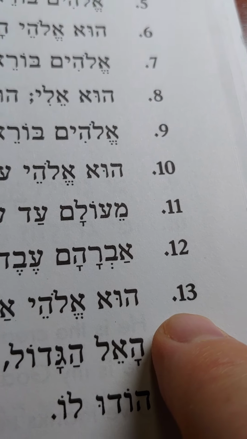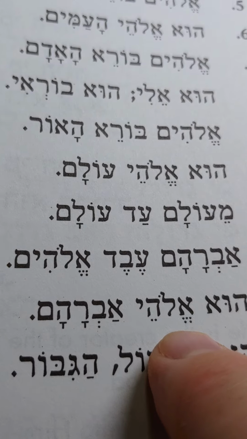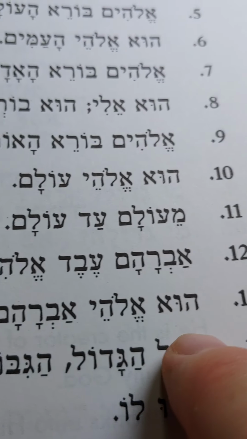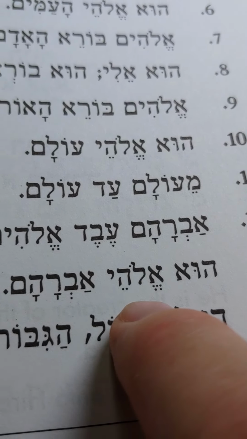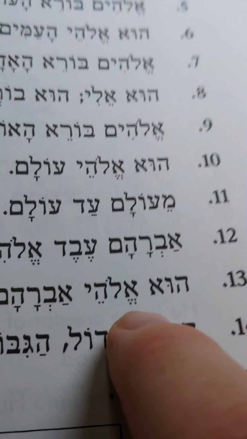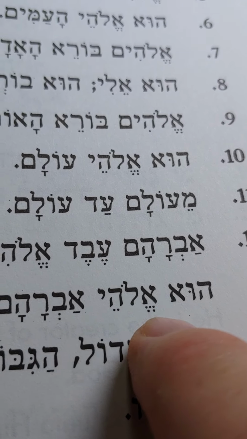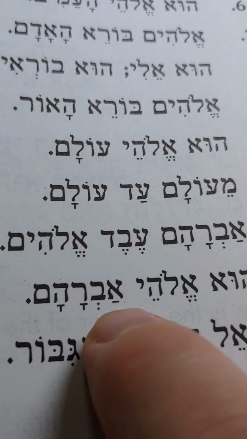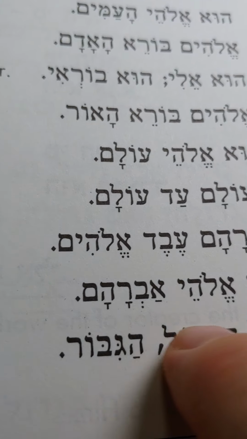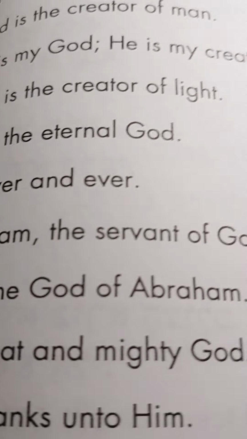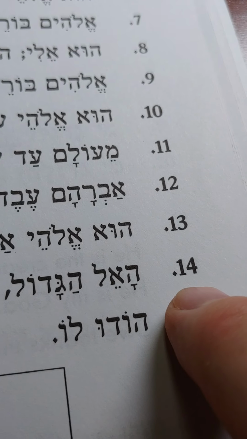Line 13. Hu Elohei Avraham. With me, Hu Elohei. Again, that's 5 dots, but you ignore the 2 dots on the side. Hu Elohei Avraham. He is the God of Abraham.